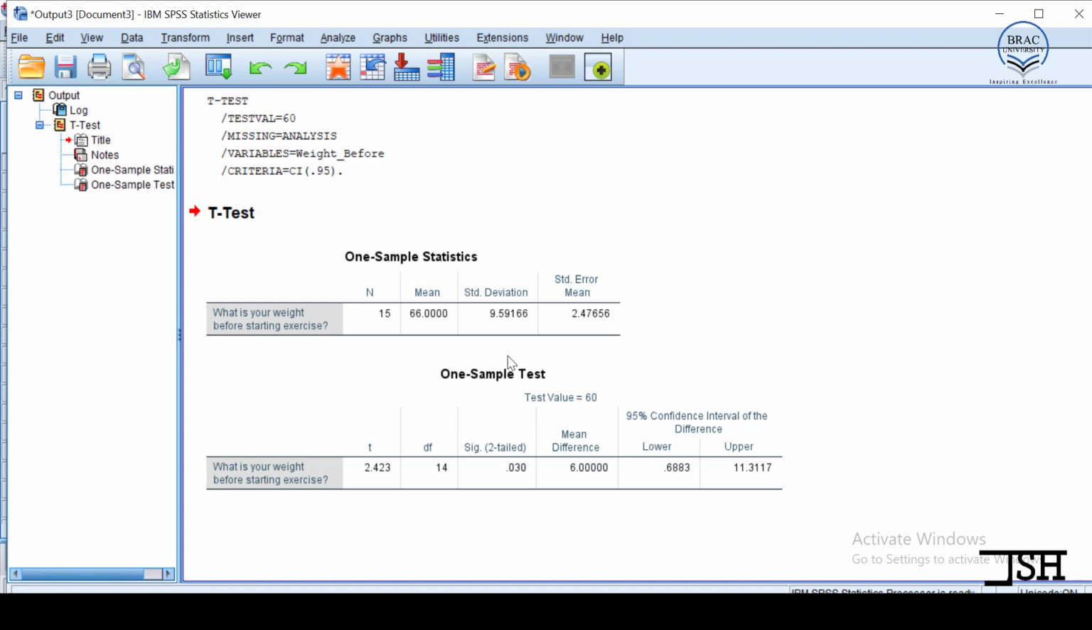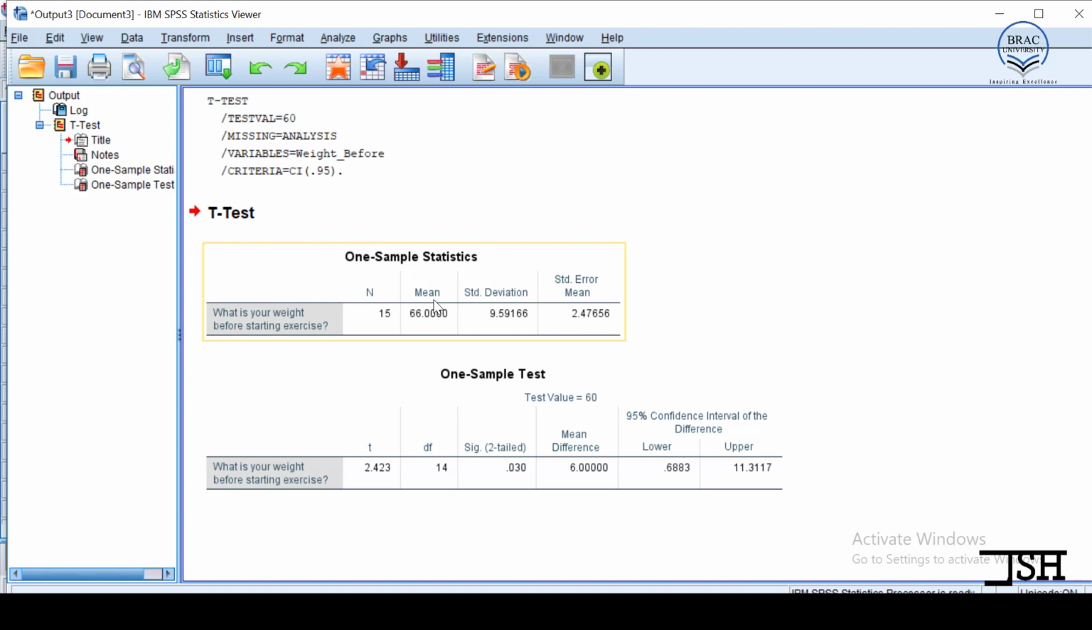In the first table, the only thing that we need to look at for now is this value. This is the mean weight of my sample, 66. As you can see here, what is your weight before starting exercise? For my sample, the average weight before starting the exercise program was 66. Now this is the average figure of my sample. We are not done yet. Now we have to take a look at the statistical significance.